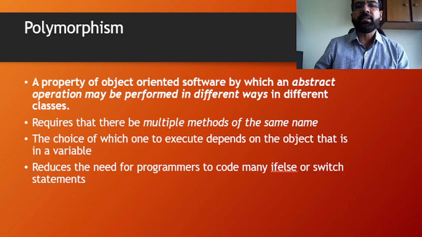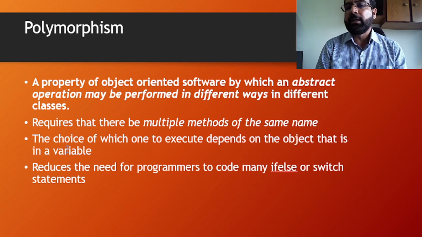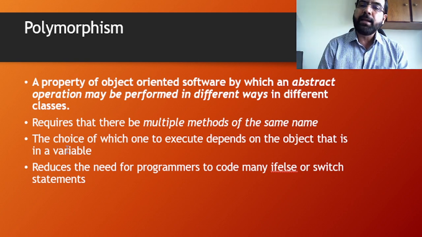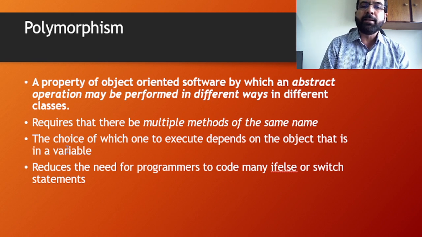Next is polymorphism, which we have discussed earlier as well. It is the property of object oriented software by which an abstract operation may be performed in different ways in different classes, and it requires that there be multiple methods of the same name. So there is the same name, but there are multiple methods. For example, we just talked about calculate pay, or calculate area, or calculate interest. The operation is the same, but may be performed in a different manner.